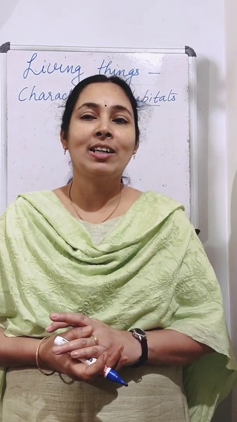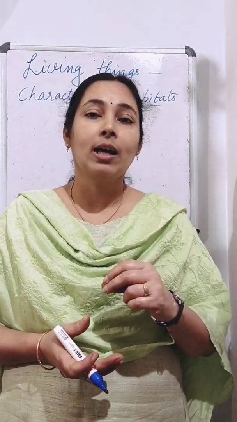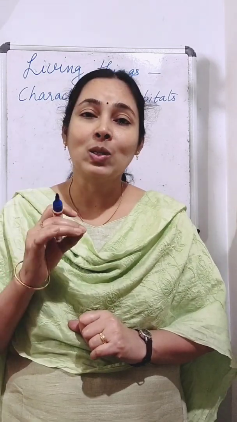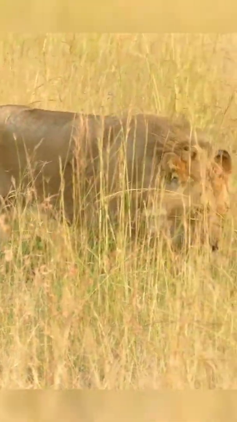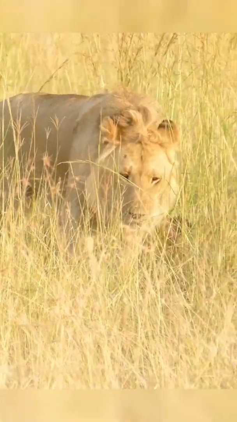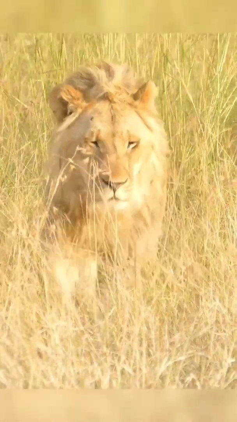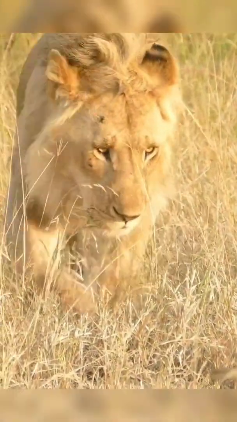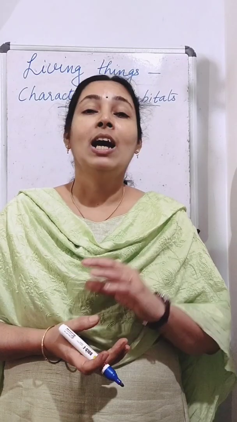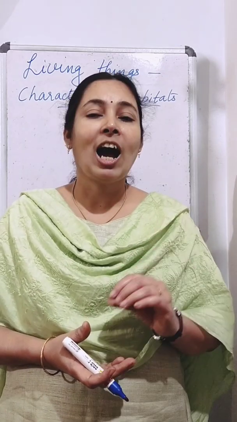What is the color of a lion? Or what is the color of grassland? We know dry grassland has a light brown color. And what about the color of lion? Lion also has a light brown color. So what is the advantage? Its light brown color helps it to hide in dry grasslands when it hunts for prey.